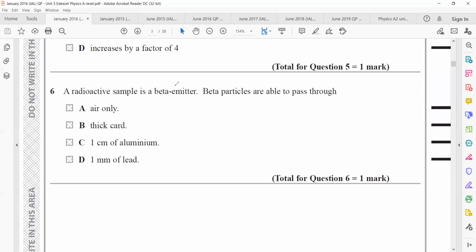Yep. A radioactive sample is a beta emitter. Beta is able to pass through. A beta is not able to pass through air only. This is a thick card, so it is not only air. So it is able to pass through thick card. Aluminium will stop beta. Lead will stop beta. Not air only, it can pass through more substances. That's why B is the right answer.